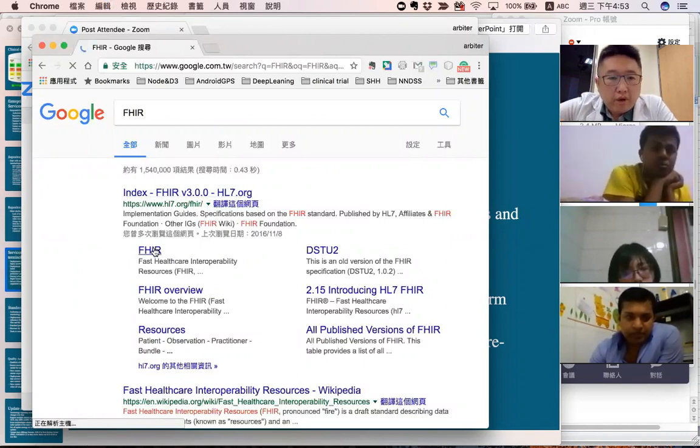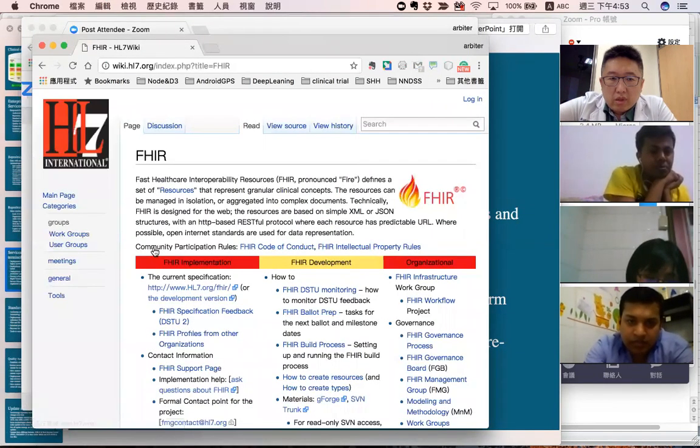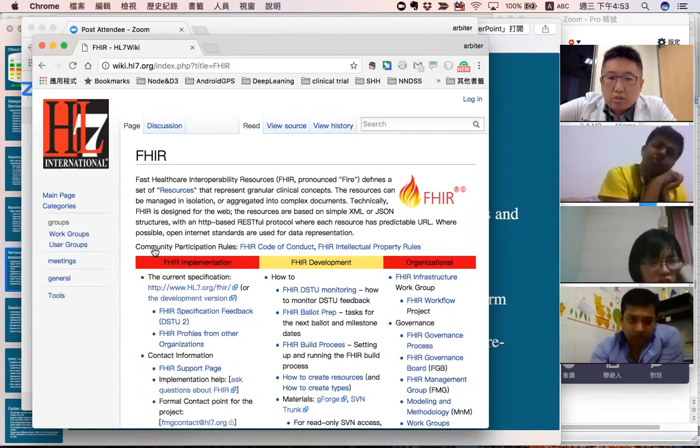It's called Fast Healthcare Interoperability Resources because HL7 persuaded people to adopt HL7 to create the health information standard. But the problem is it takes a long time to adopt this kind of technology. And currently there are a couple of main issues.